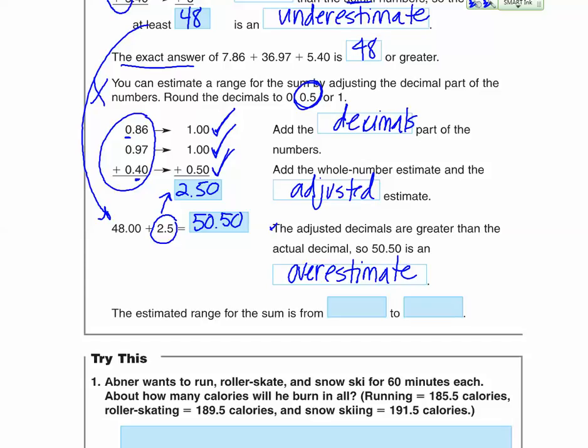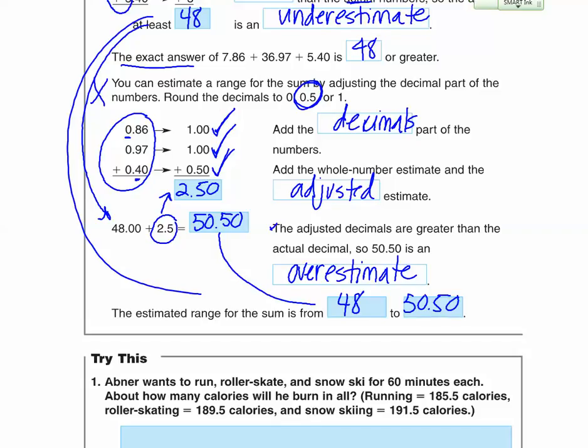We know the lowest it could be, just by adding the whole numbers, would be 48. We know the highest that it could be would be 50 1/2, or 50 and 50 hundredths. Panthers, this concludes our 3-2 lesson. Again, hopefully you're feeling more confident on estimating decimal sums, differences, products, and quotients.